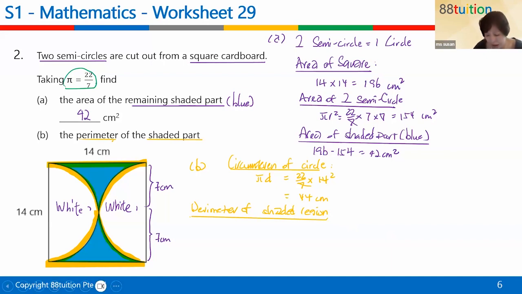Is it 44? Can you respond to this? When I say respond, what do you do? 44 is only the 2 curved lines. You need to add your 14 plus 14. Can I have the answer? You need to help me to calculate. Yeah, because what I always do here is to write. Then I got to, yeah, you got to help me.